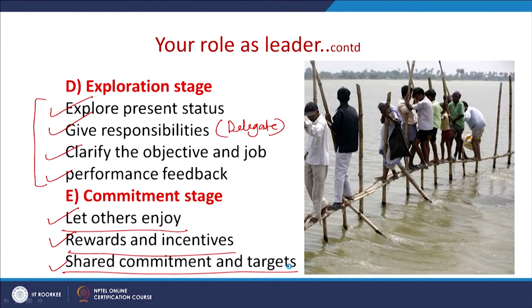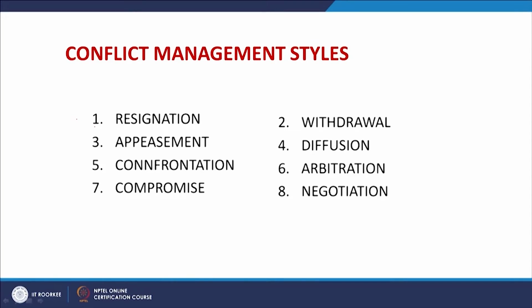So, in this changing process, you have seen that conflicts are inevitable. So, what are the conflict management styles? That is what we are going to discuss. There are 8 distinct styles you can use for conflict management. The first is resignation, where you are just not doing anything, you are saying okay, and you are not going into fighting mode with the conflicting party.